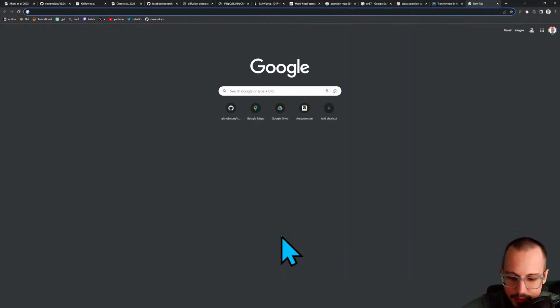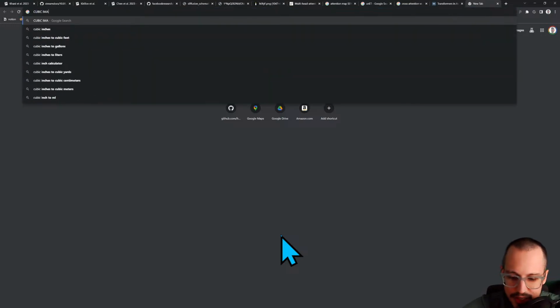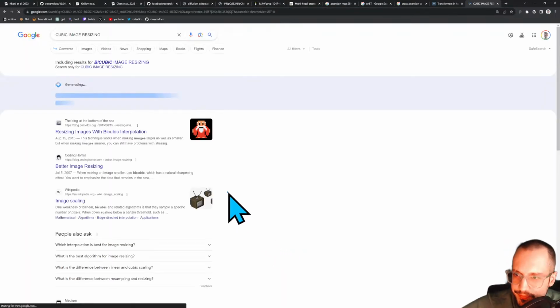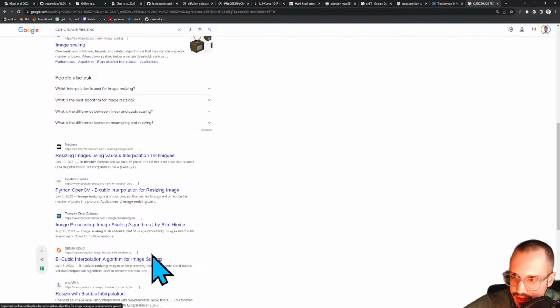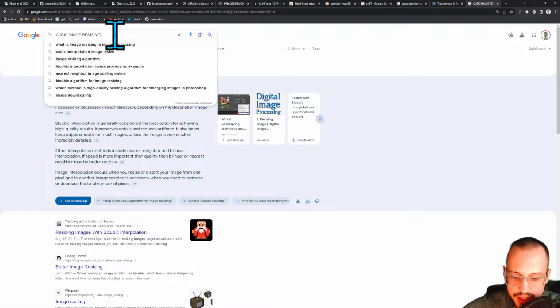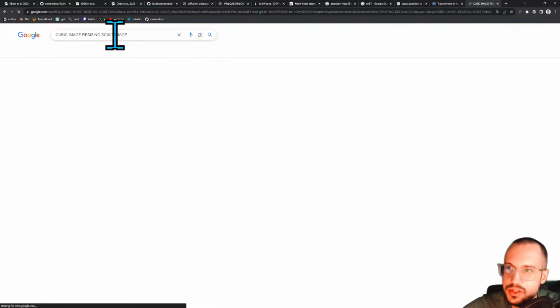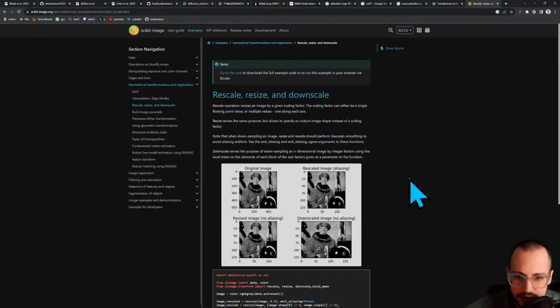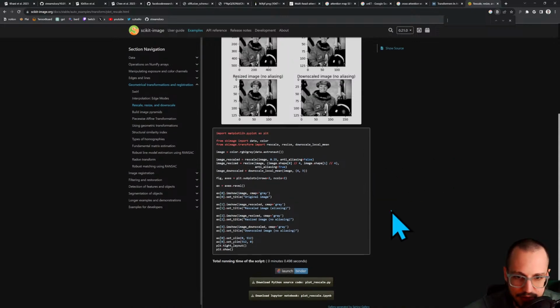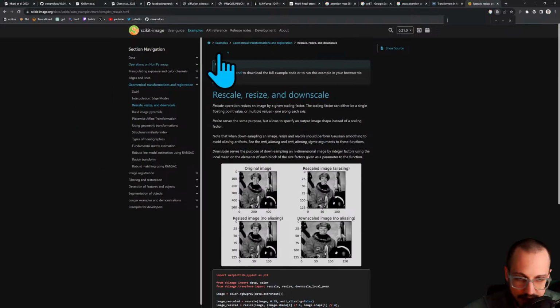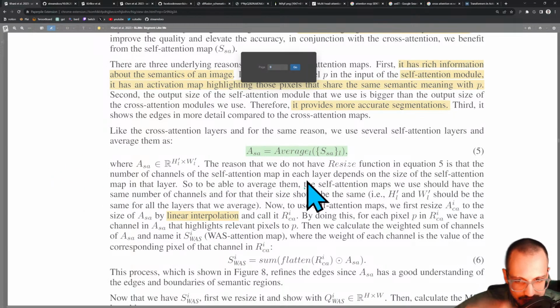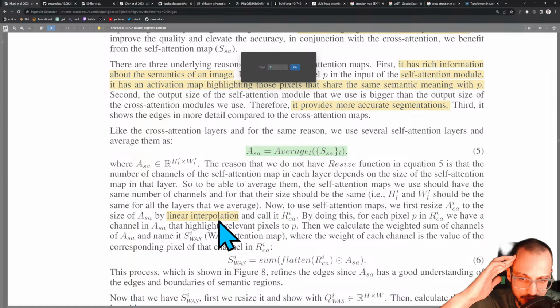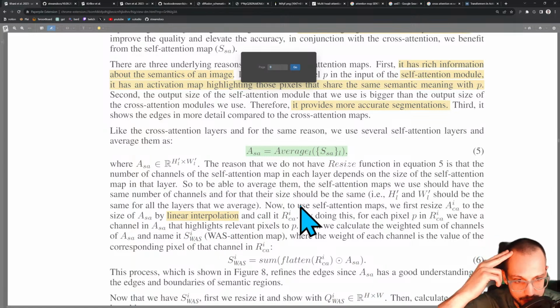And they use linear interpolation, but there's better: cubic image resizing. Let's see, cubic image resizing, scikit-image, cubic, bilinear. I think I've tried to find this before, but I couldn't. But TLDR, there are different ways of resizing, and linear interpolation is actually kind of the worst one. I feel like they really should have done the cubic one.